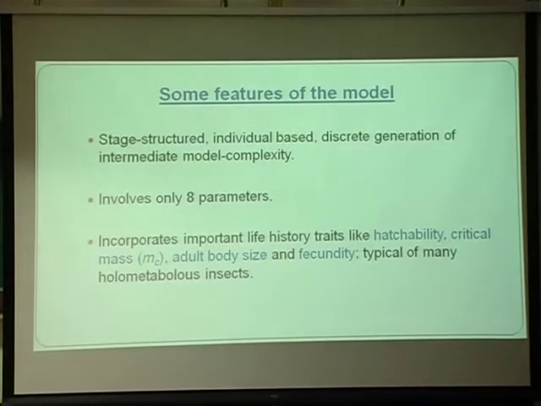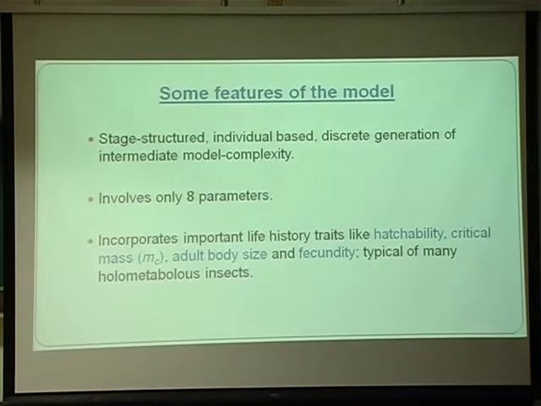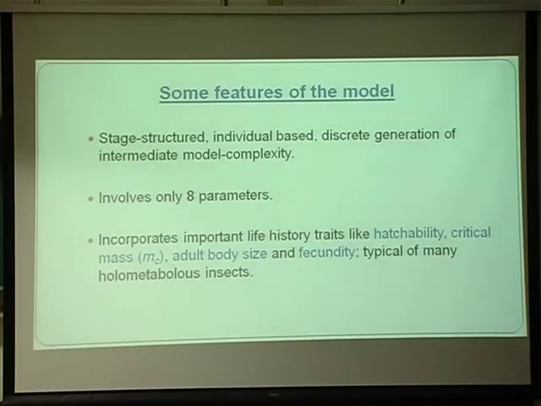Briefly, the features of this model: it is a state-structured, individual-based, discrete generation model with intermediate model complexity involving only a few parameters, such as hatchability, critical body mass for the larvae, adult body size, and fecundity, which are very common in other holometabolous insects also. So directly, I'll go to the model validation.